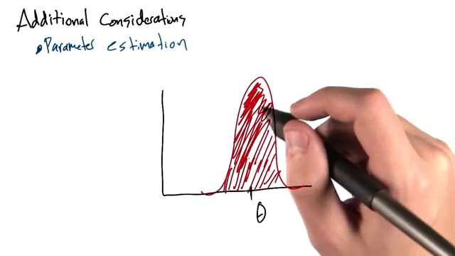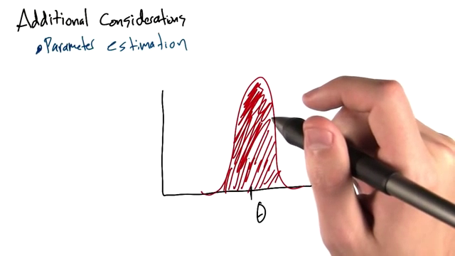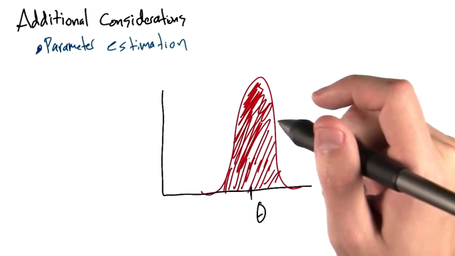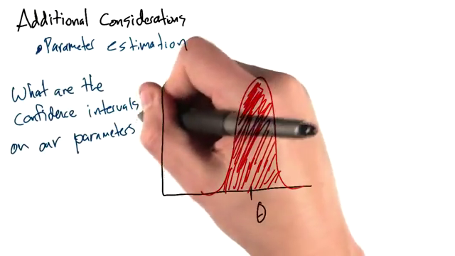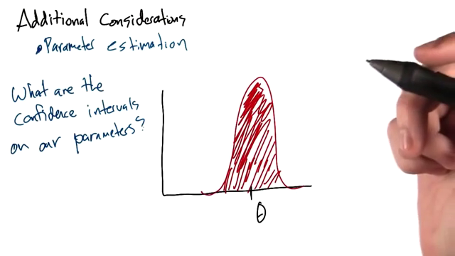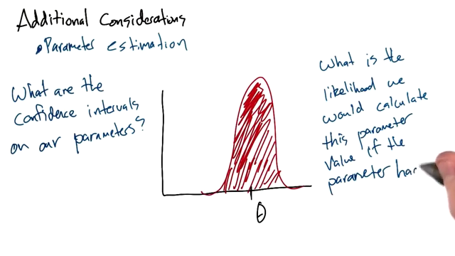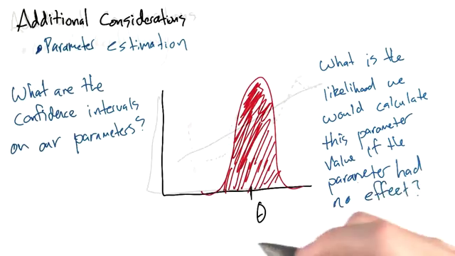In the models that we've built, we've given exact values for all of our thetas, but as you can imagine, there's some confidence that we have in those values. You can imagine doing more thorough statistical analysis and saying, what are the confidence intervals on these parameters? And we could answer questions like, what is the likelihood that I would get this value for this parameter if this parameter actually had no effect on our output variable?